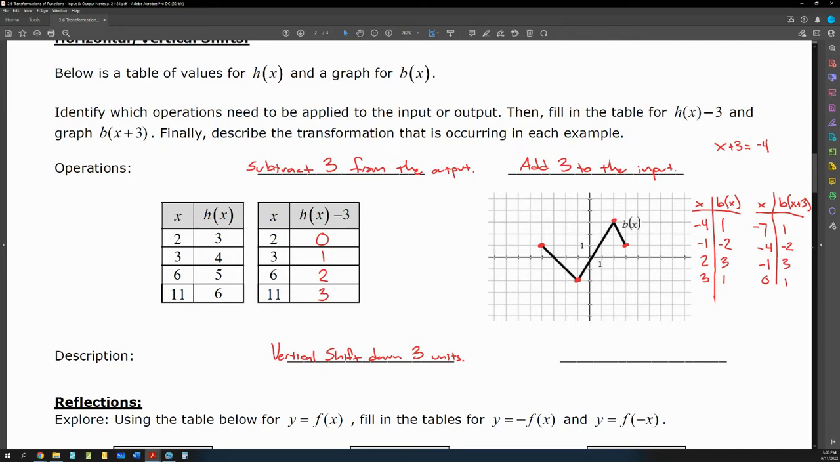Okay, so if we were to graph this, I'm going to remove my red dots here just so I can see the transform graph easily. If we were to graph this, go ahead and plot your points and then connect all of your points, and we'll see what the function looks like. So -7, 1 is right here, -4, -2, -1, 3, and 0, 1.